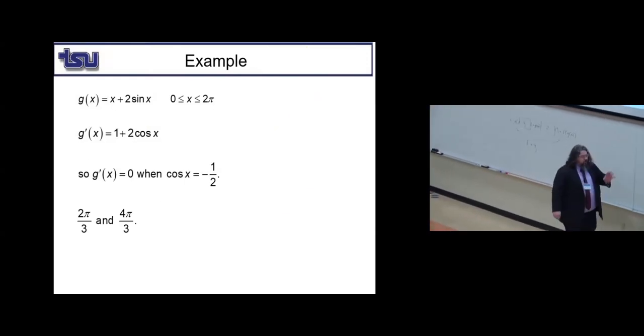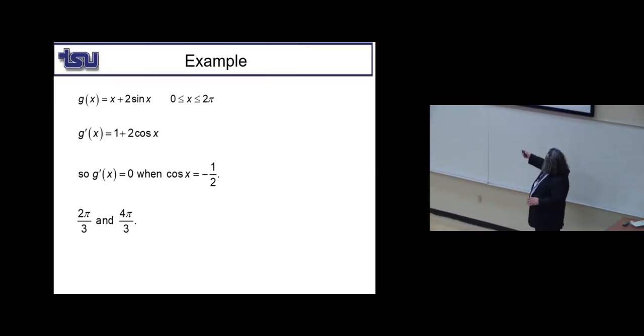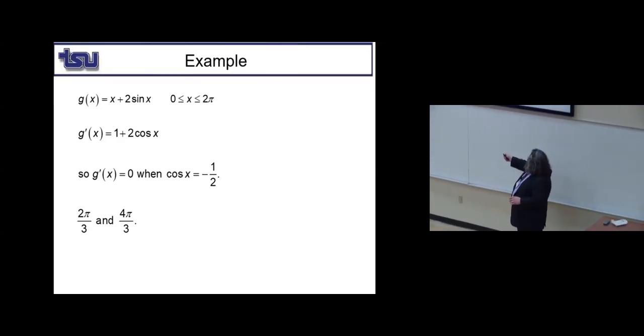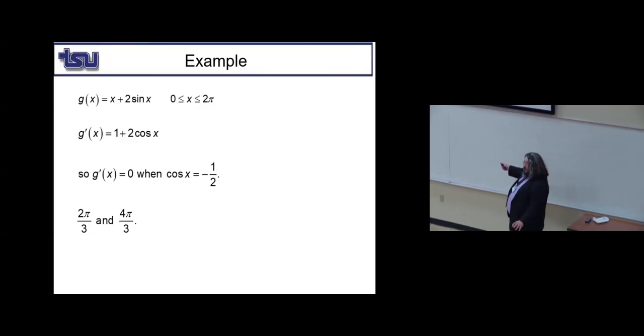And I could now test the derivative at other points. I could test the derivative at some point just to the left of 2 pi over 3 and just to the right of 2 pi over 3, and see whether we get positive or negative, and similarly over here. It turns out that the function has a local maximum at 2 pi over 3 and a local minimum at 4 pi over 3.